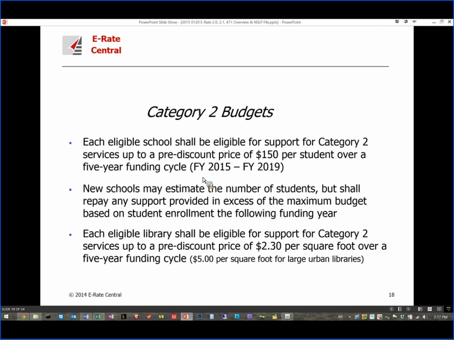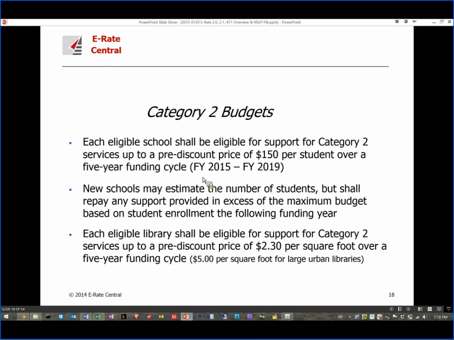The point being that you can use that entire budget allocated for the 5 years in the first year, second year, whenever you're awarded, or you can use it over multiple years. There's a special provision to allow new schools to estimate the number of students that they're going to have. If they overestimate, they'll have to repay that.